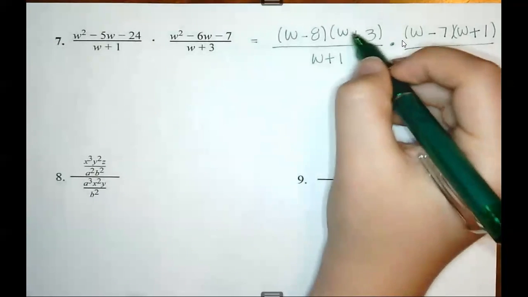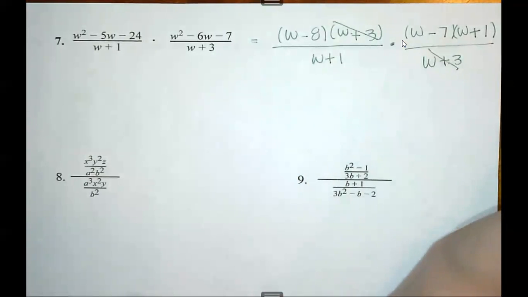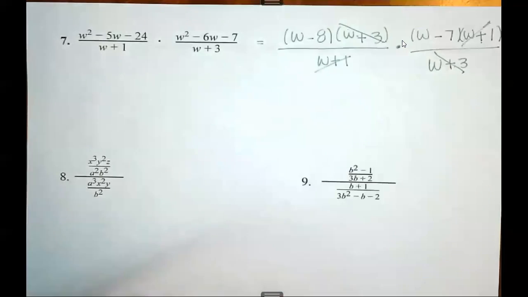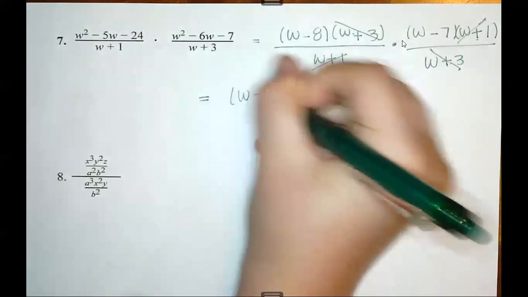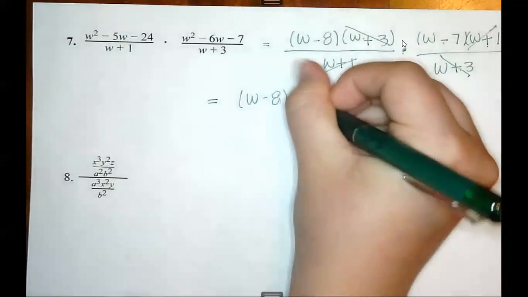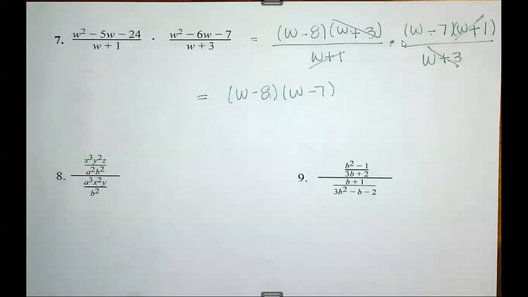Well, I have a w plus 3 here and here, so those are going to divide out. I have a w plus 1 here and here, so those divide out. So then all we are left with is w minus 8 times w minus 7. And yes, you could multiply those back together by FOILing them out, but I don't require you to do that. I will accept this answer.